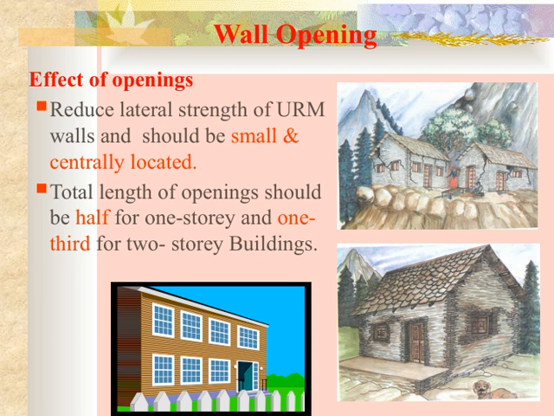Now, when considering the total length of these openings, there are specific guidelines. For one-story buildings, the total length of openings should not exceed half the length of the wall, and for two-story buildings, this limit is reduced to 1/3. These ratios are critical because they help us balance functionality, like doors and windows, with structural integrity. Remember, the goal here is to ensure that while we provide necessary openings for doors and windows, we're not compromising the building's overall strength and safety. Keeping these key points in mind allows us to design more resilient structures that perform well under various loads.